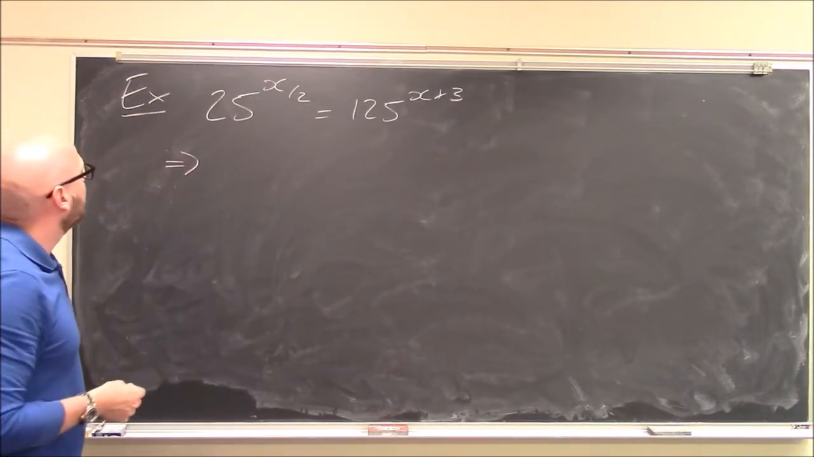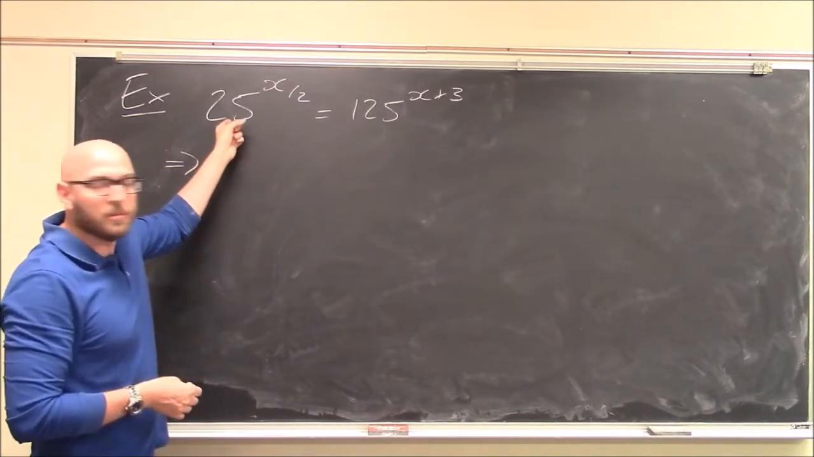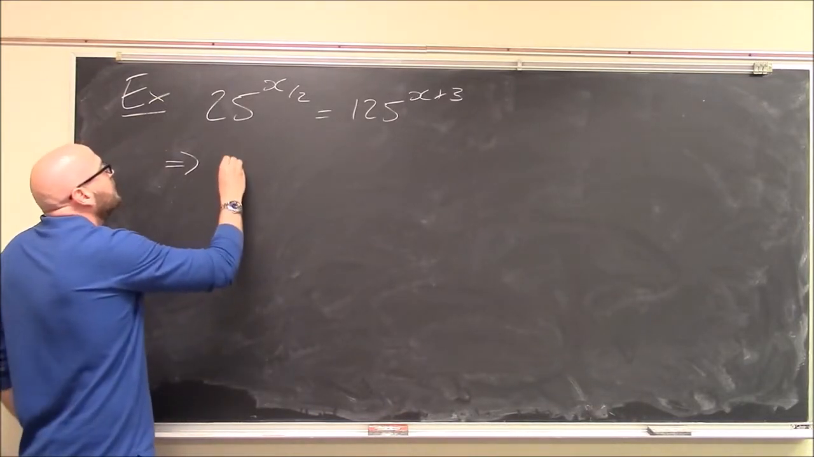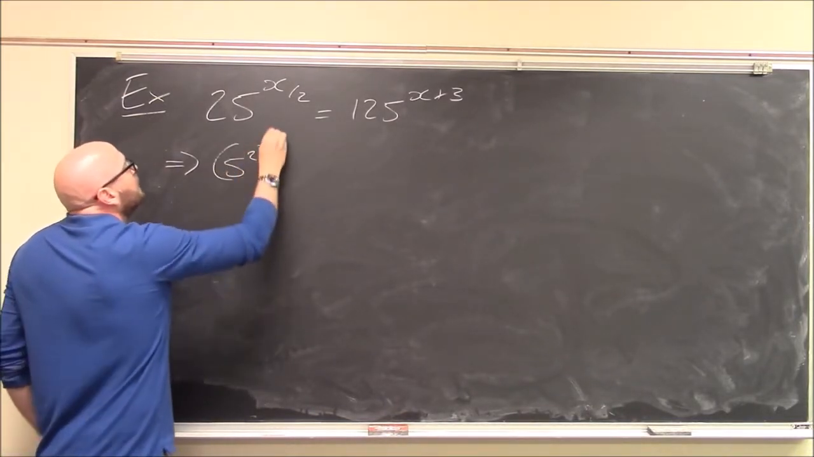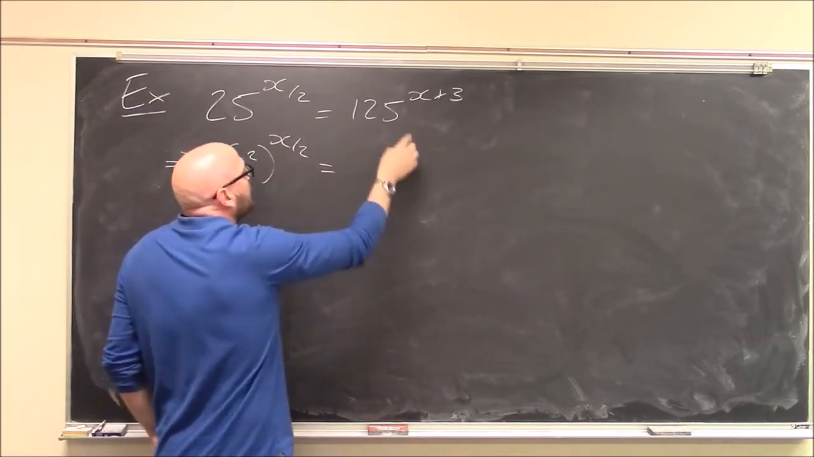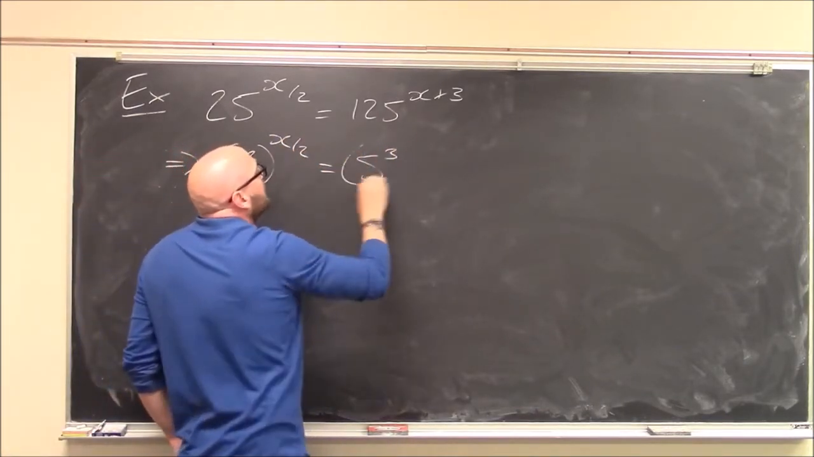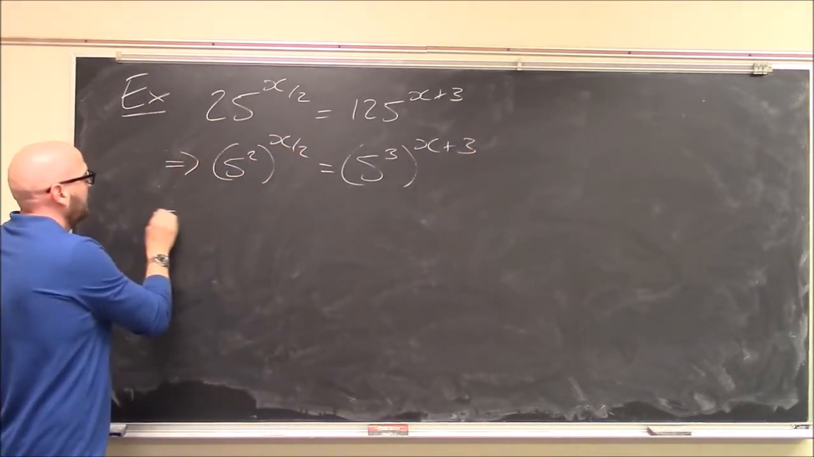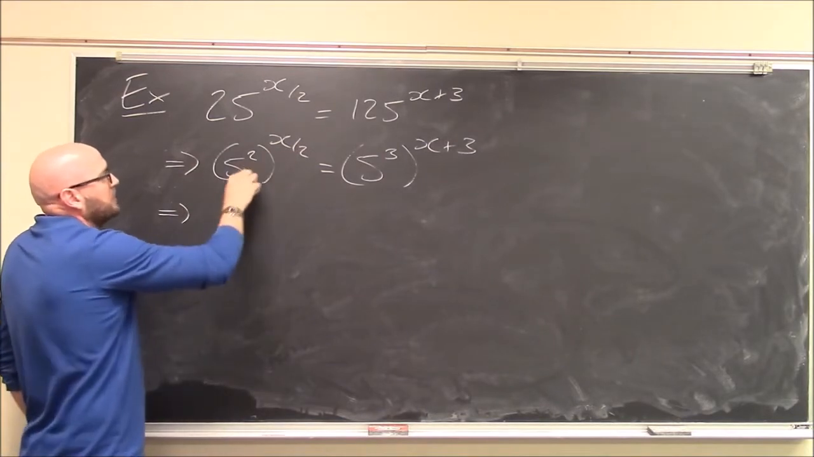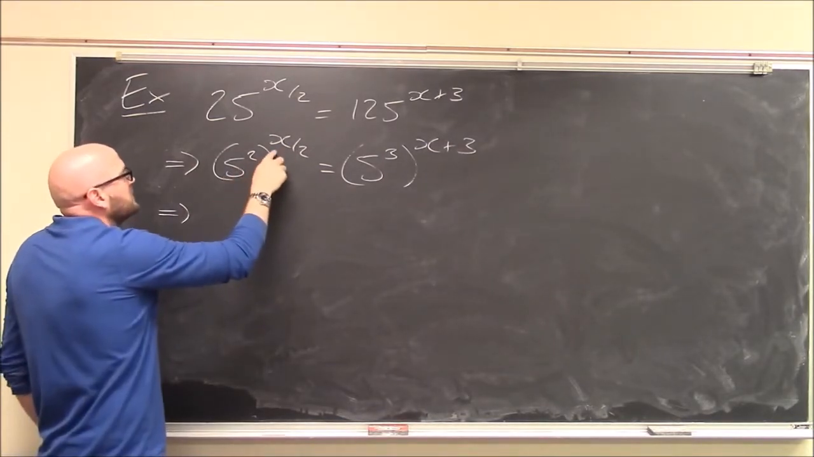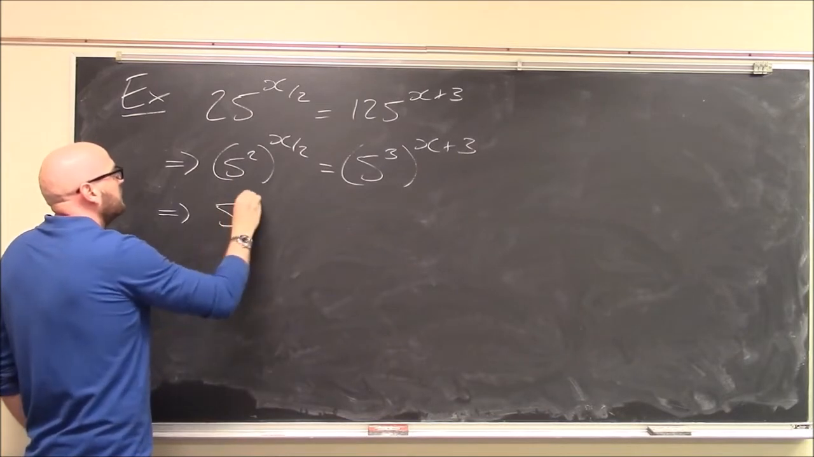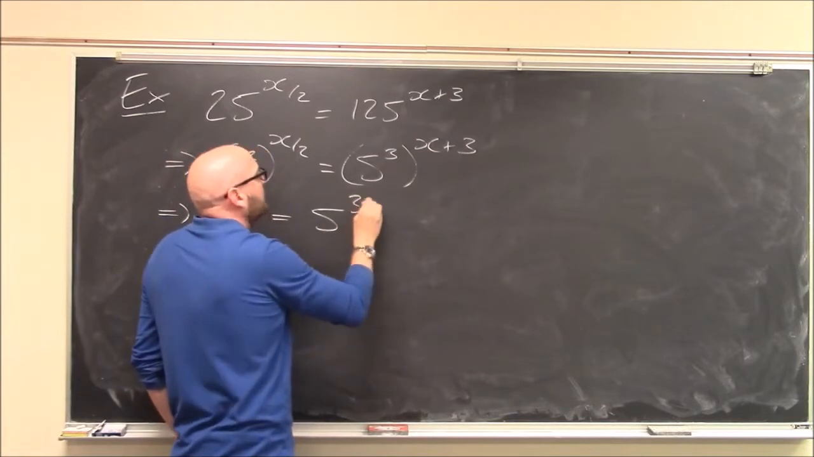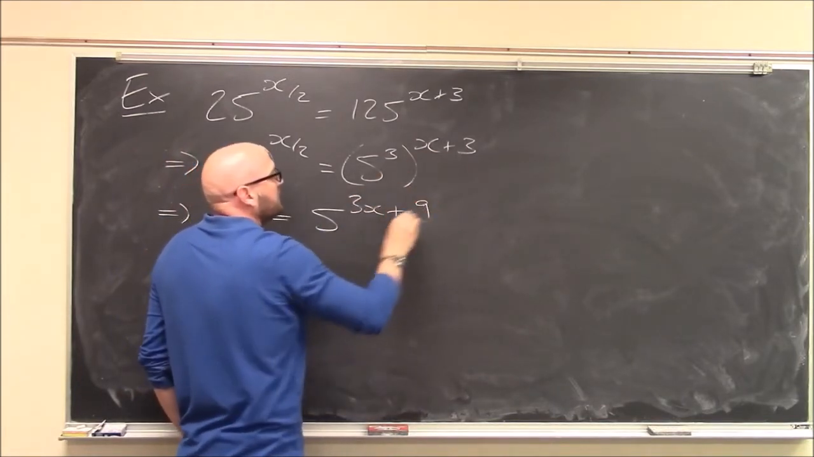So, going to try to do this trick again. 25 is a power of 5, and 125 is actually also a power of 5. So how about we try to go with that base? This is (5²)^(x/2), equals 125, that's 5 cubed, so (5³)^(x+3). Now if we multiply these exponents together, as we have to do with repeated exponentiation, x/2 times 2 is just 5^x. And over here, this is 5 to the 3x plus 3 times 3, it's plus 9.